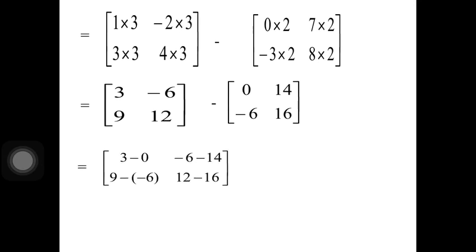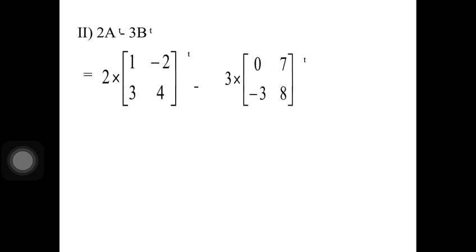Now subtract, all the corresponding entries are subtracted from each other. 3 minus 0, 6 minus 14, 9 minus minus 6, 12 minus 16. It is equal to 3 minus 8 first row, 15 minus 4 second row.